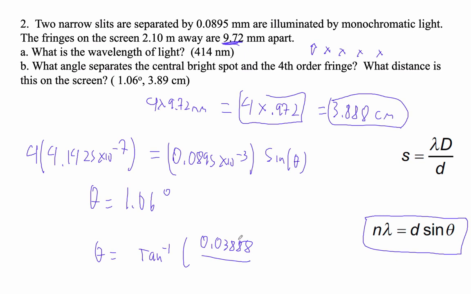You can also get the angle as the inverse tan of 0.03888 divided by how far away is the screen, 2.1. This would also work, because we figured out this triangle thing: we're looking at something that's at a distance of 2.1 meters, something that's 3.888 centimeters. This is meters. This ought to work too. So let's try that. Inverse tangent of 0.03888 divided by 2.1. Hey, look at that. That's 1.06 degrees as well.